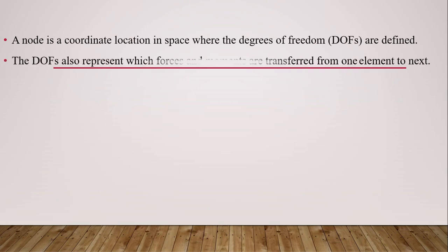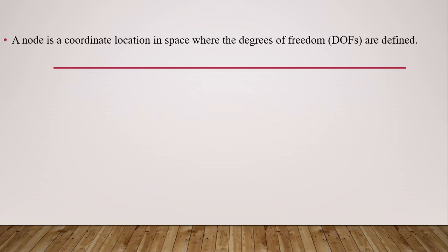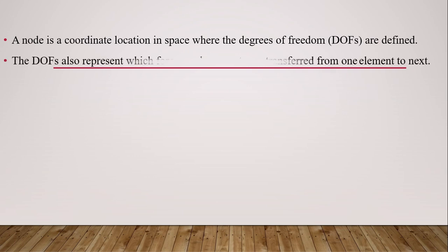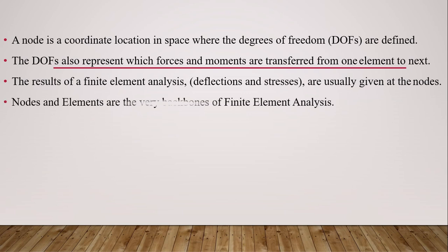So the next point is the node. What is meant by a node? A node is a coordinate location in space where the degrees of freedom are defined. In the previous diagram we see the structure is divided into a number of nodes: here 6 nodes, here 12 nodes, here 24 nodes. The degrees of freedom also represent how forces and movements are transferred from one element to the next. The results of finite element analysis are usually given at the nodes.